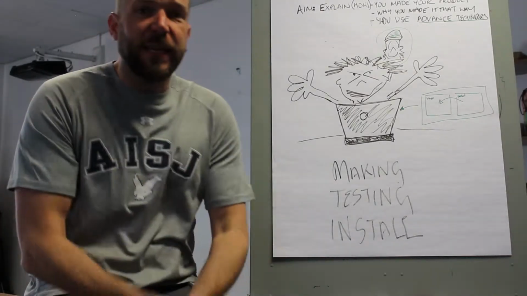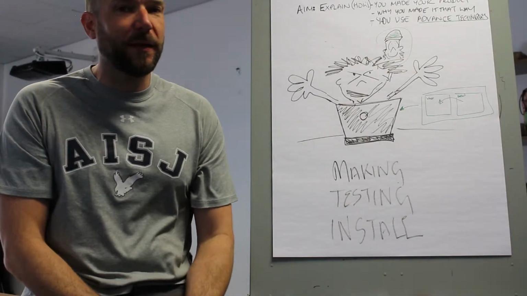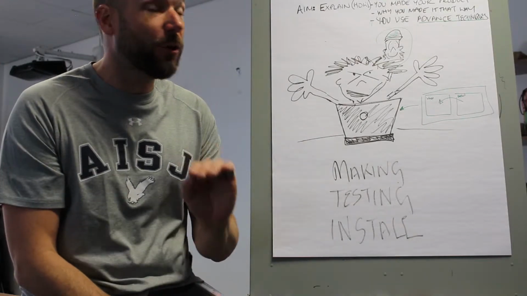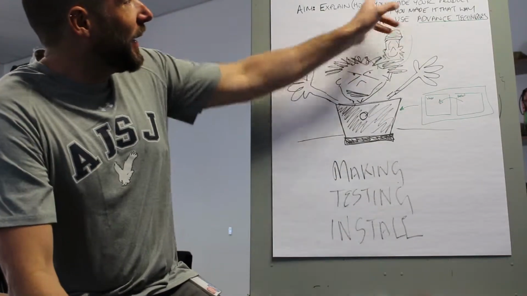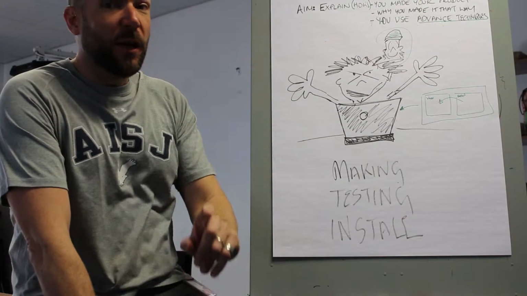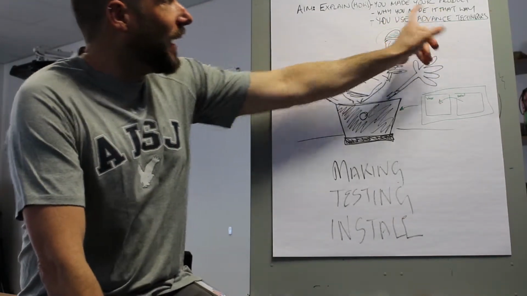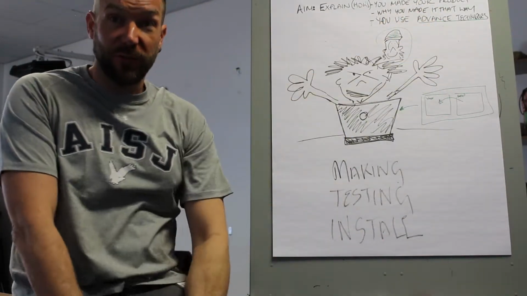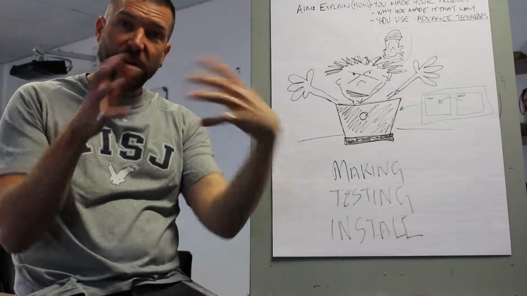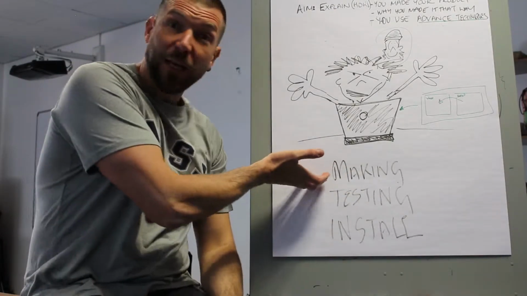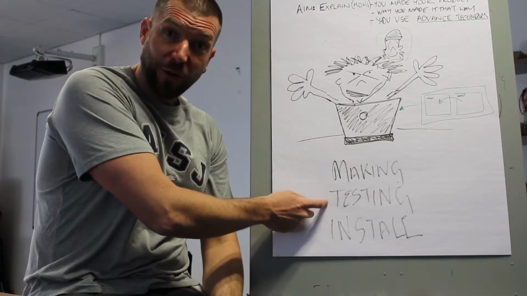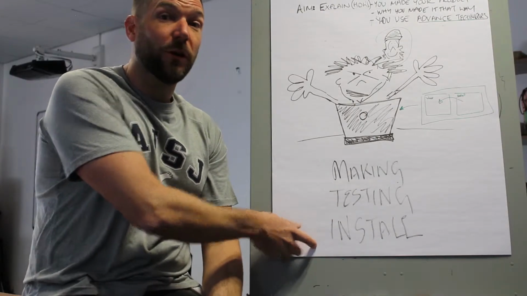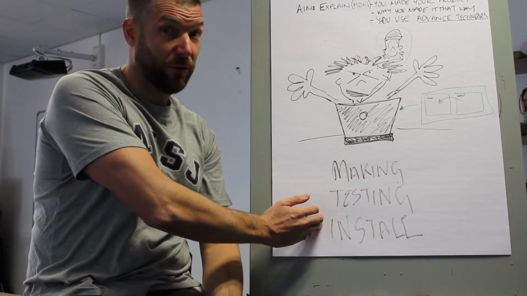Okay, criteria E. 1,000 words is what's recommended, and in that 1,000 words what you need to do is explain how you made your product, explain why you made it that way, and how you use these advanced techniques. Remember, criteria E, the process is making your product, testing your product, and installing your product. So those three things go into criteria E.